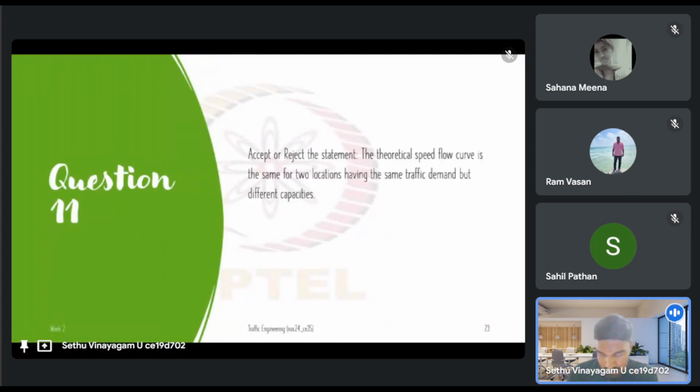Okay. Good. Question 11 is the theoretical speed flow curve is the same for two locations that have the same traffic demand but different capacities, which means Q is same but K_CR is different. So in that case, will the speed flow curve be the same?